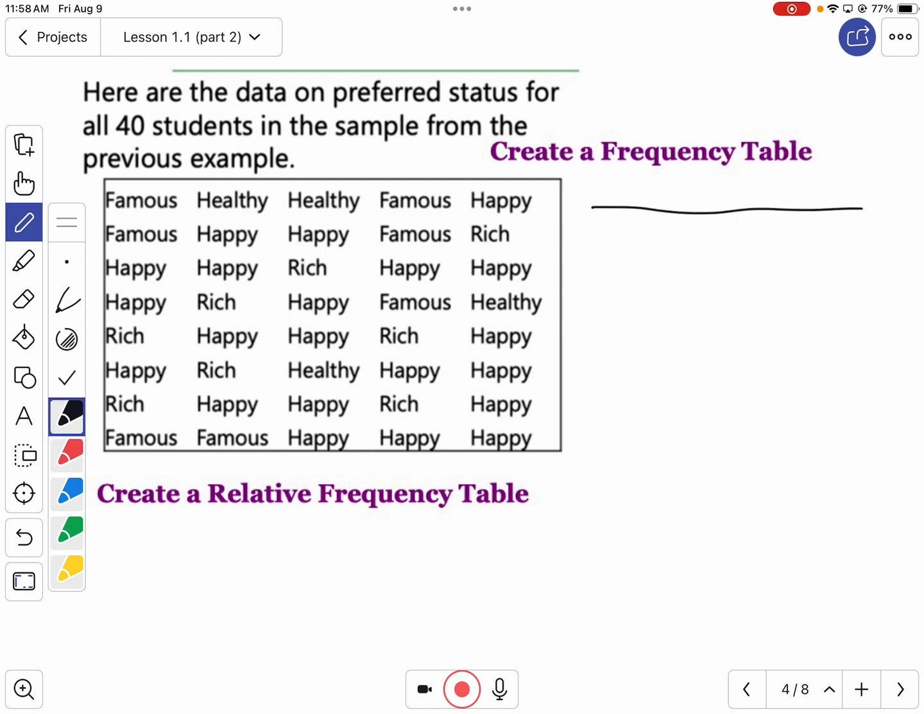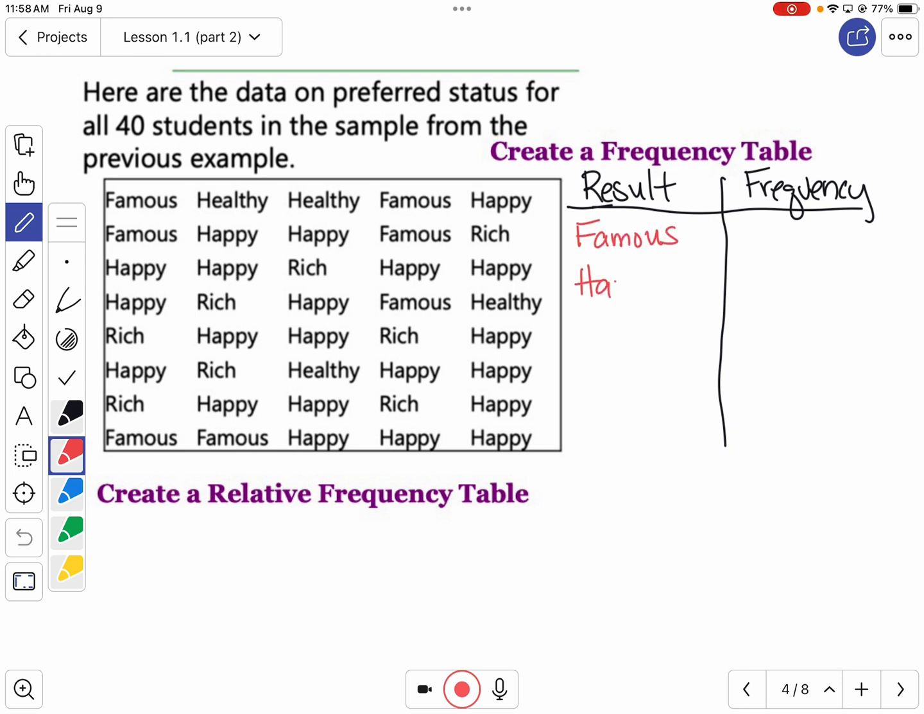Remember yesterday I told you that you could skip the tally part if you didn't want to go through and make the tally marks one at a time. We can just count. So what do you think we're going to put under that result column? Those different categories: famous, happy, and rich. Those are our options.